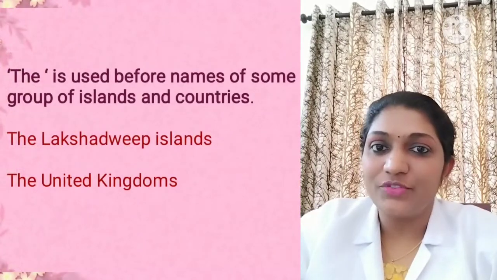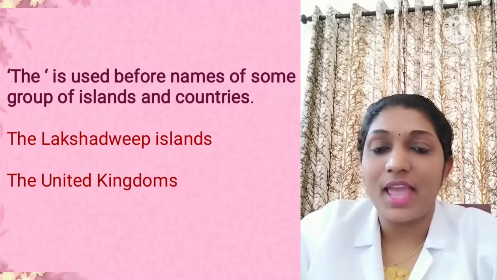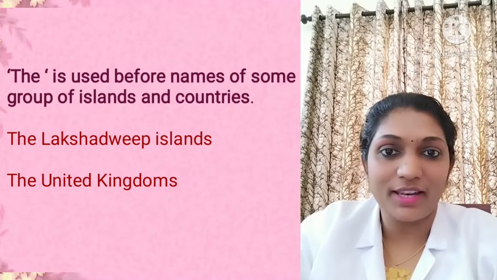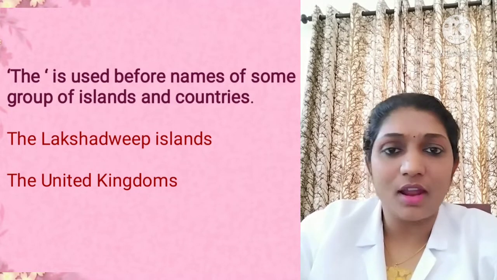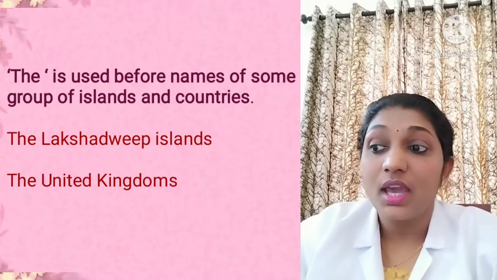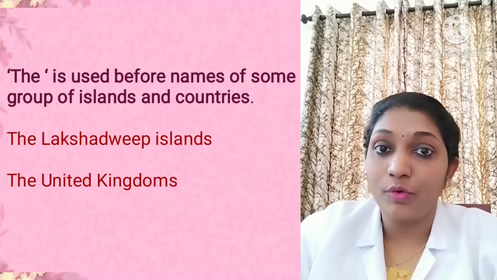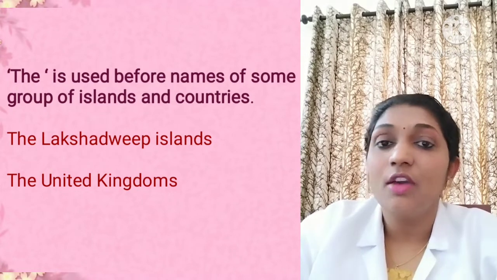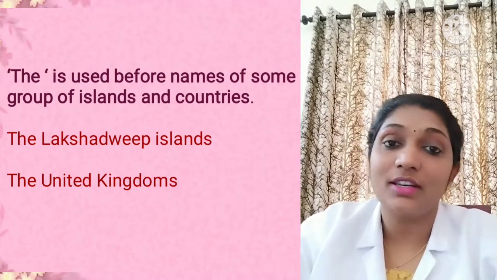The next use of the is used before names of some group of islands and countries. For example, the Lakshadweep Islands. Have you heard of Lakshadweep Islands? They are actually group of islands, isn't it? Lakshadweep is not a single island. It is a group of islands. So that is why we are using the Lakshadweep Islands. Group of something. Before the names of some group of islands or countries, we will use the Lakshadweep Islands. The same way, the United Kingdoms.